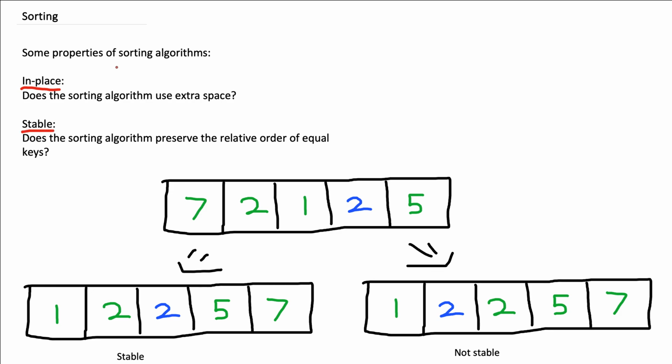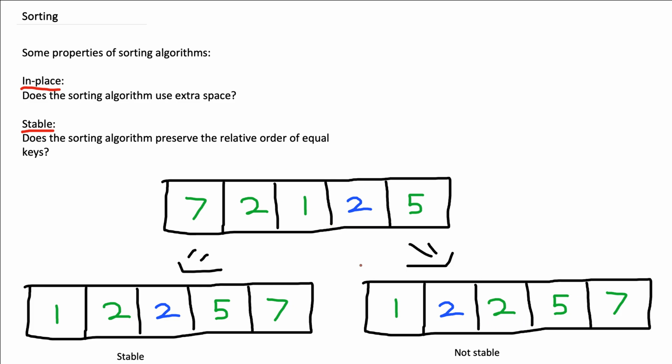So what does it mean for a sorting algorithm to be stable? Well, that means that from the unsorted to sorted array, it's stable if the relative order of the equal keys is preserved. So if you look at this array here, it's unsorted, and it has two equal keys, these twos right here. And if the algorithm sorts the array and the green 2 is still before the blue 2, that means it's stable. But if it sorts the array and then now the blue 2 is in front of the green 2, that means the algorithm is not stable.